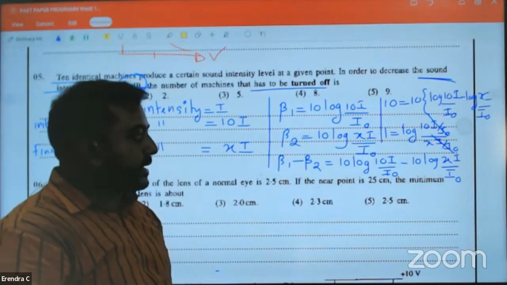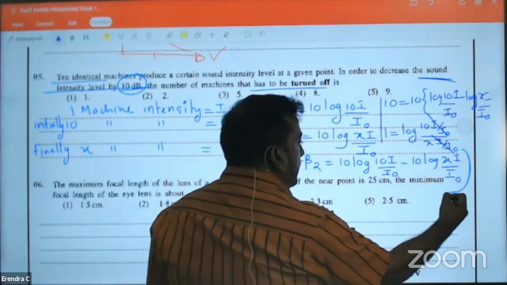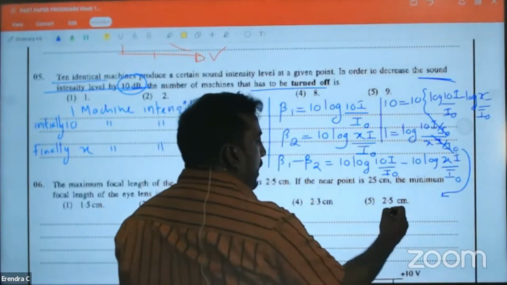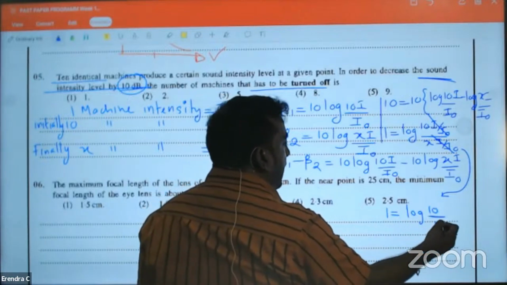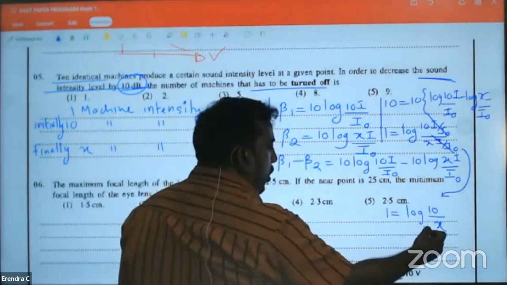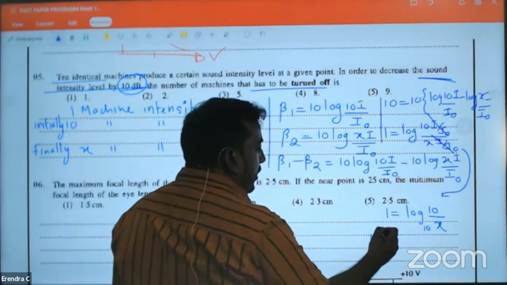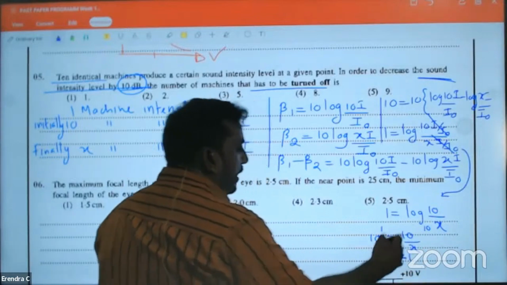Now what? Here you have, look at this carefully. I'll do it here as well. 1 is equal to log 10 divided by x. How do you remove the log here? Log 10 means here goes 10 to the power 1, 10 divided by x. X is equal to 1.